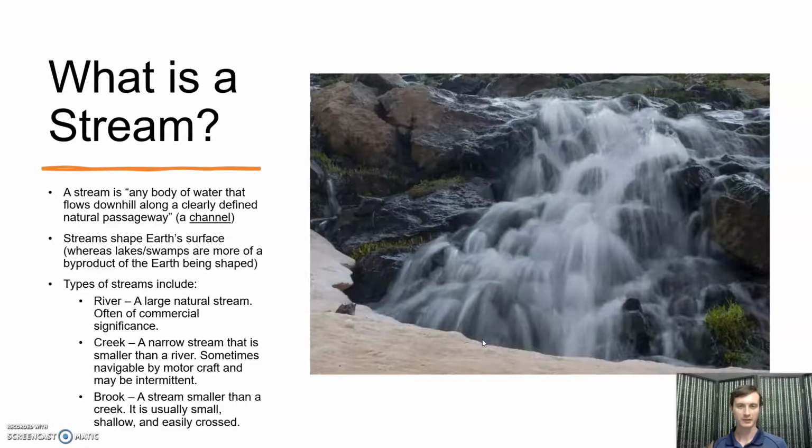So what makes something a stream exactly? Well, it's going to be some body of water that moves through a channel, a sort of narrow, defined, clear passageway. You know exactly where the channel is and where it is not. This is our number one factor when it comes to shaping Earth's surface, shaping landscapes, making Earth's surface look the way it does. And it's going to come in three types. We have rivers, creeks, and brooks.